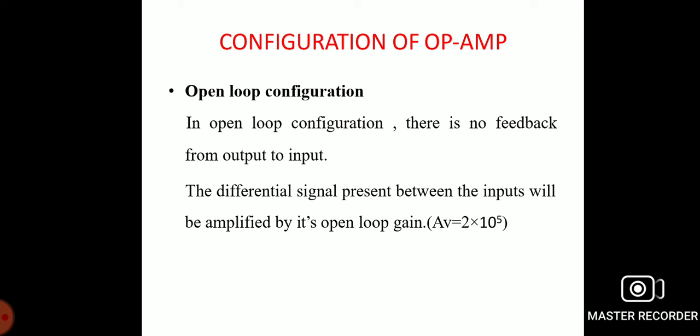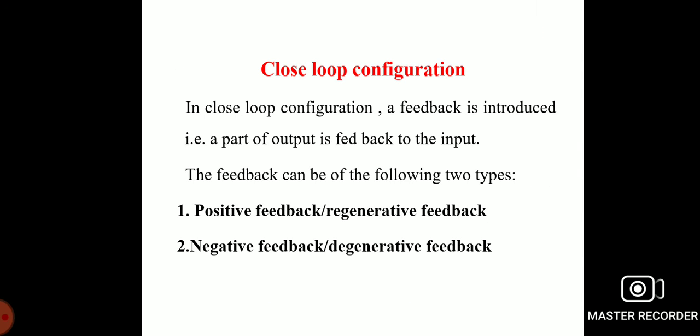Now what is a closed loop amplifier? In the closed loop configuration, feedback is introduced. Therefore, a part of the output is fed back to the input. The feedback can be of two types. Number 1, positive feedback, that is regenerative feedback. Number 2, negative feedback, that is degenerative feedback.